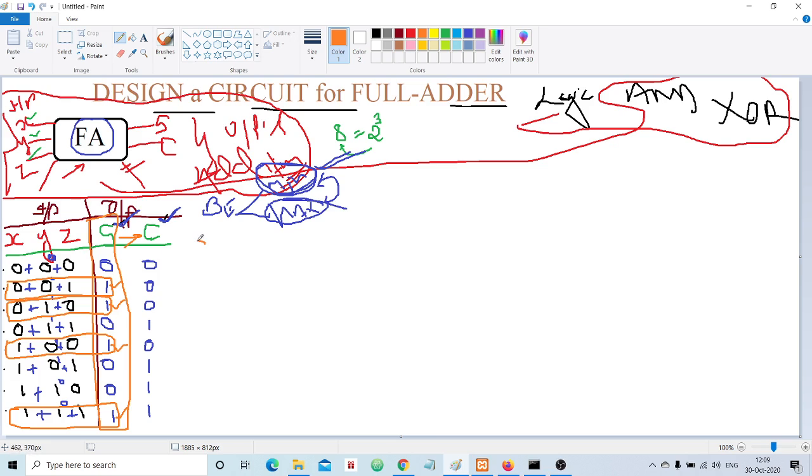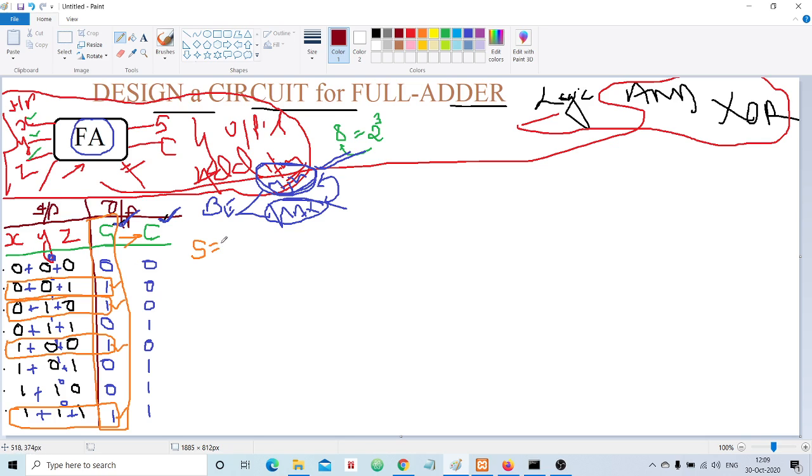I will write here s is equal to, so we shall go to the first value here. Sum has the value 1 when, this is important, x is 0, y is 0, z is 1. Since we are using the minterm approach, you need to treat 0 as a bar or a negation.